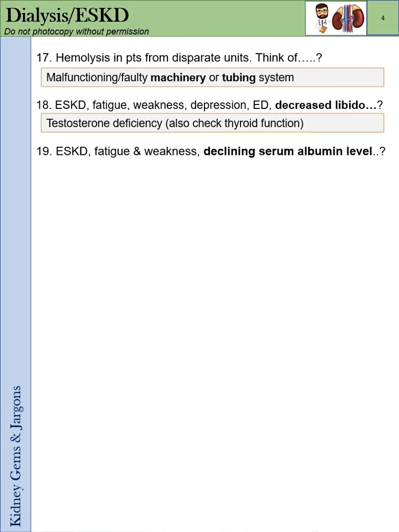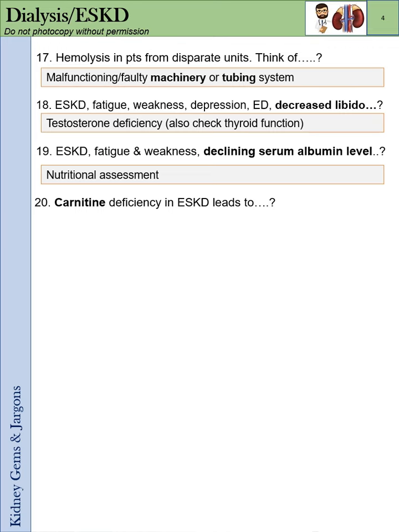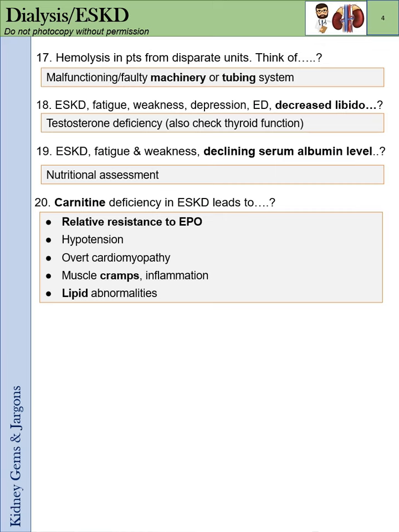End-stage kidney disease with fatigue, weakness, and declining serum albumin level. Do nutritional assessment. By the way, high creatinine on a dialysis patient does not mean under-dialysis. It means that they are in good nutritional status. Carnitine deficiency in end-stage kidney disease patients leads to: number 1, relative resistance to EPO, a little bit of hypotension, cardiomyopathy, some muscle cramps, inflammation, and lipid abnormalities. Historically, for every CKD end-stage kidney disease patient, you used to give it orally or check for it.